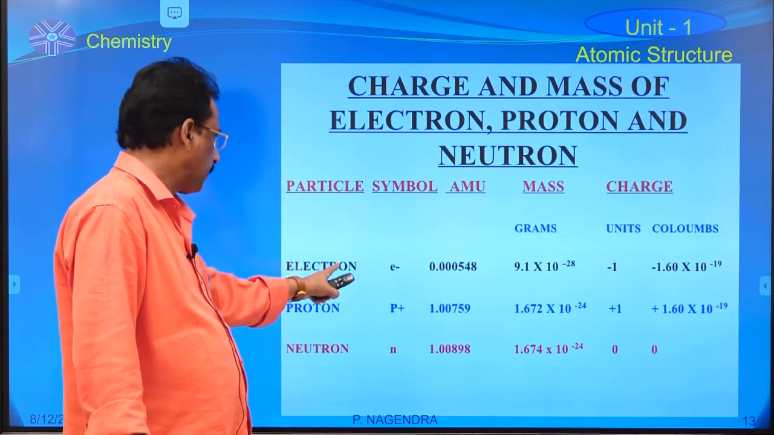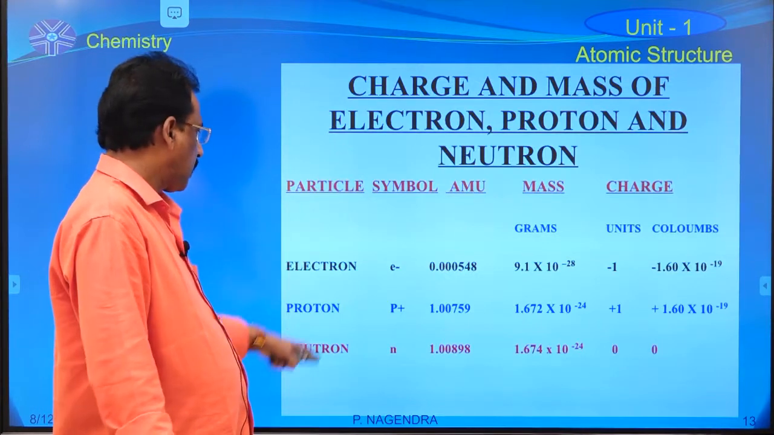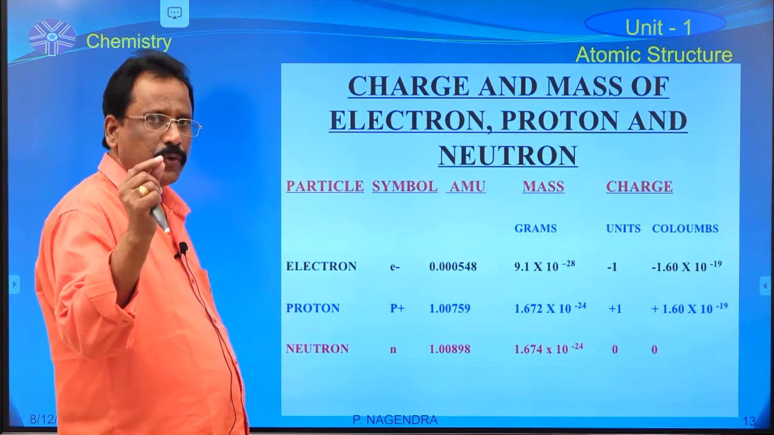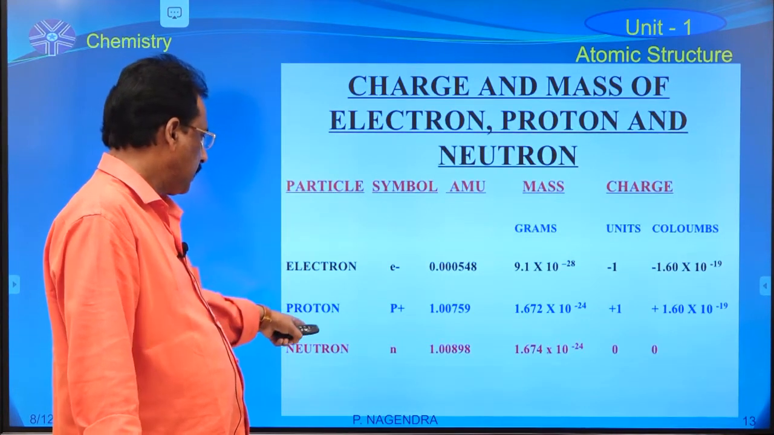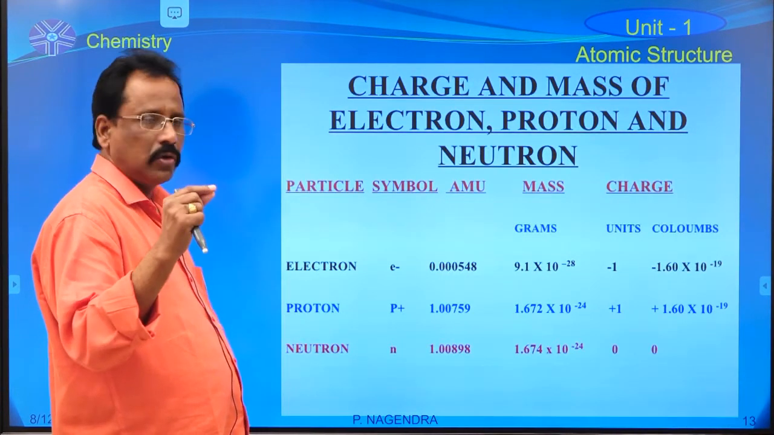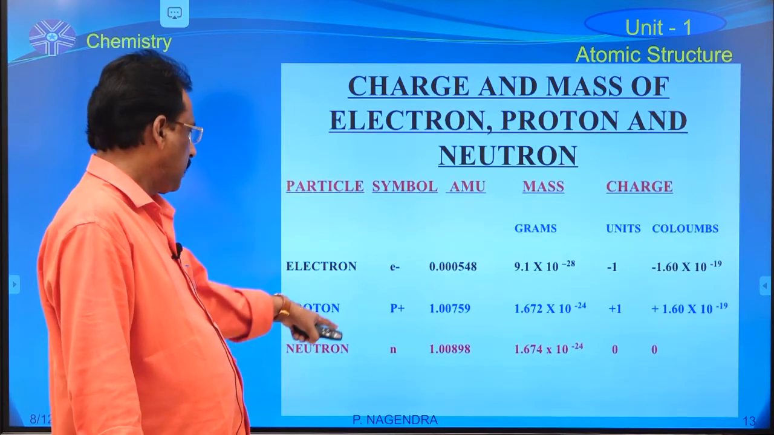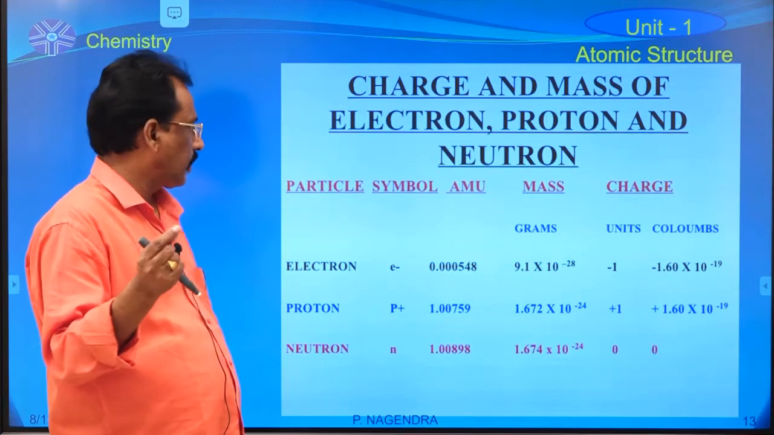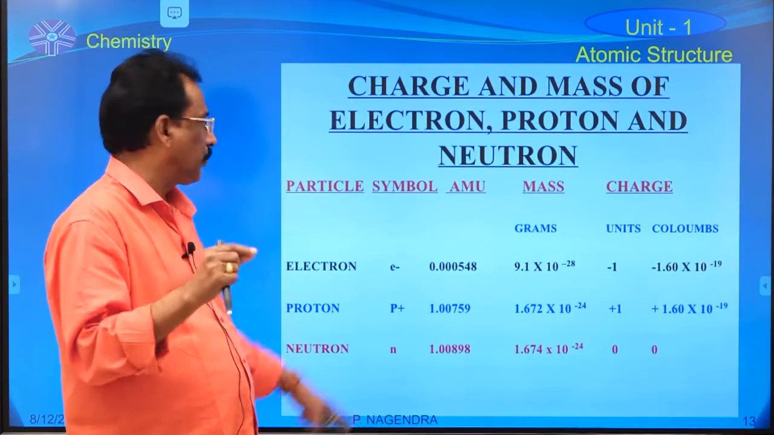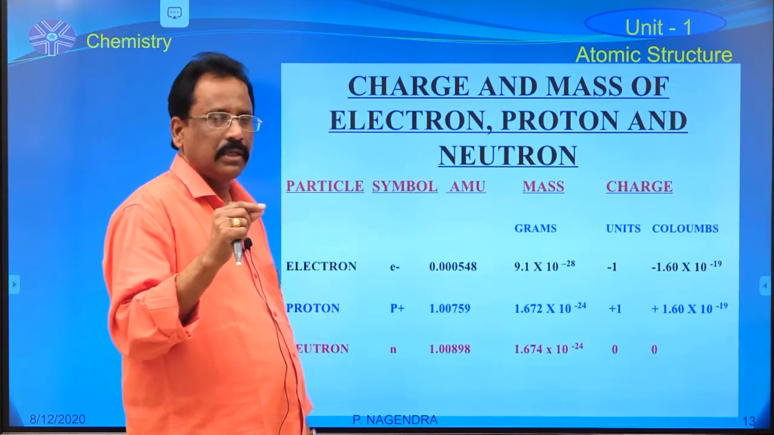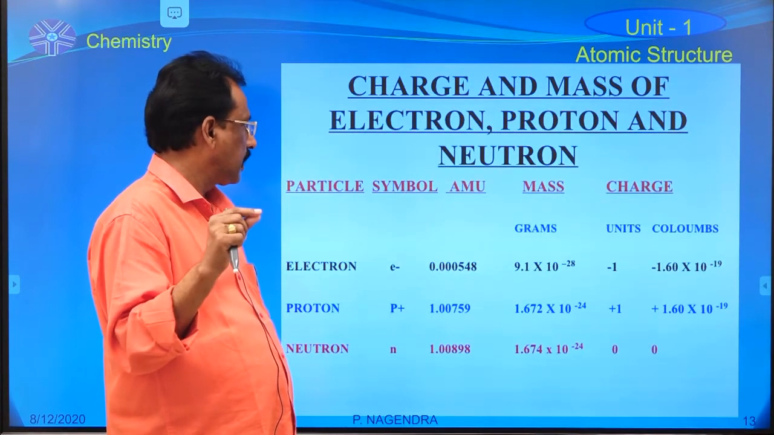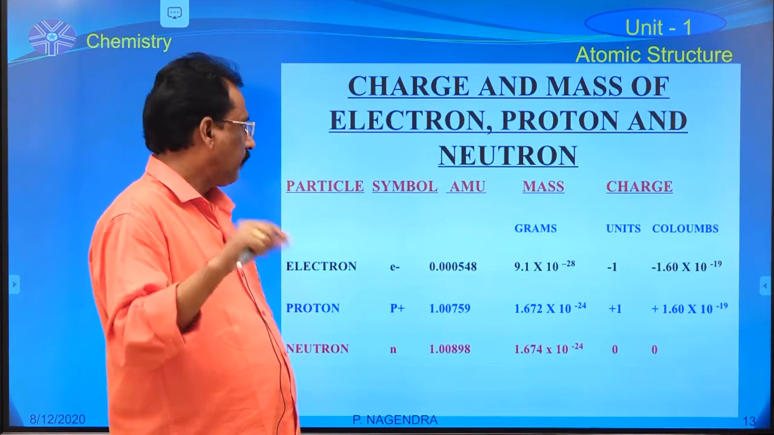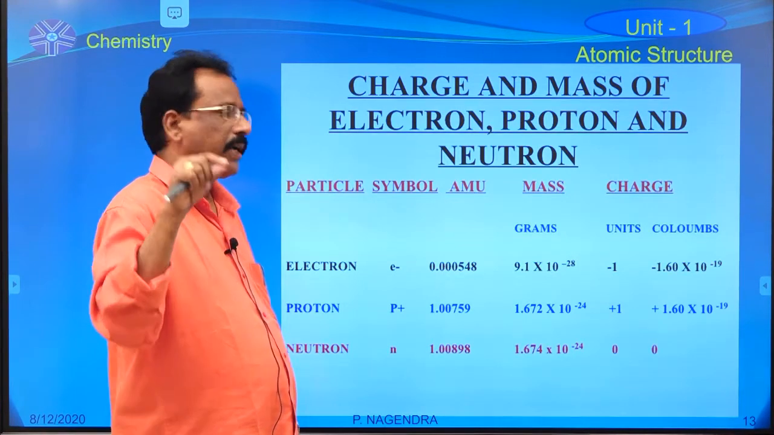This is represented by negative charge because this is a uni-negatively charged particle. Proton is a uni-positively charged particle. Neutron has 0 charge. That's why its charge is 0. In atomic mass unit, one of the units of atomic weight is AMU, atomic mass unit. Another representation is Avogram; AMU is nothing but Avogram. Avogram is nothing but unified mass.